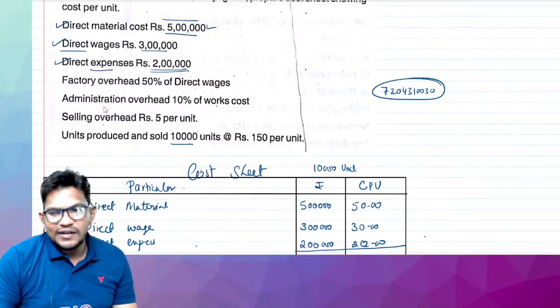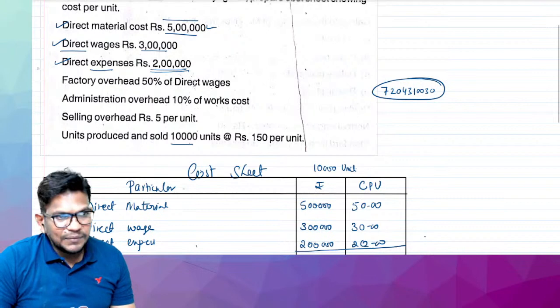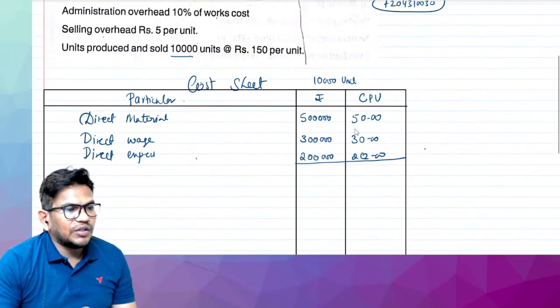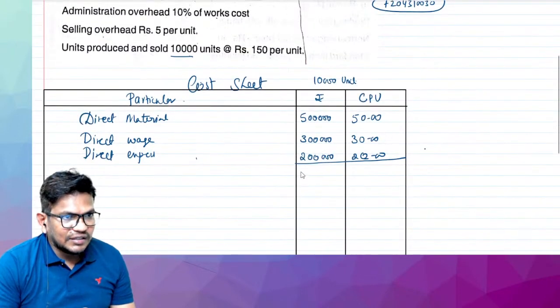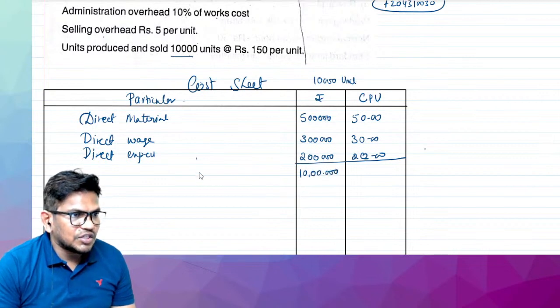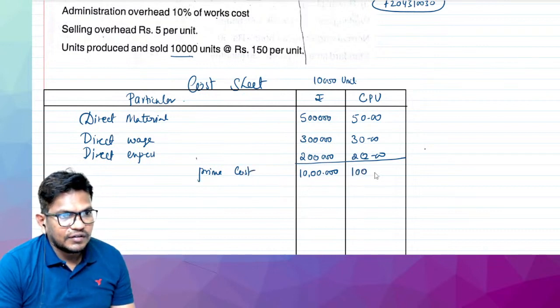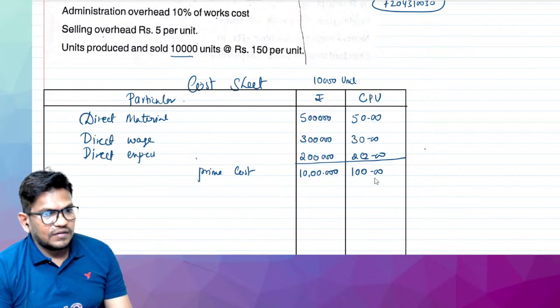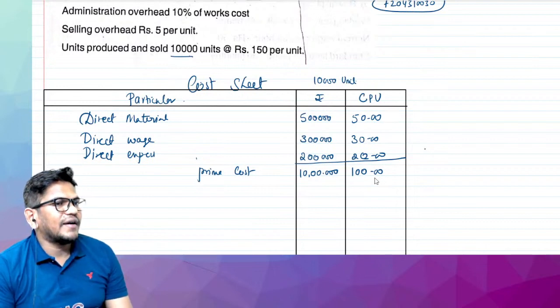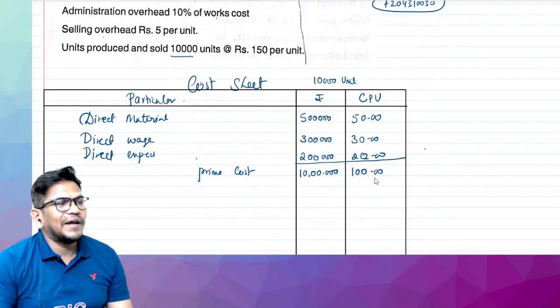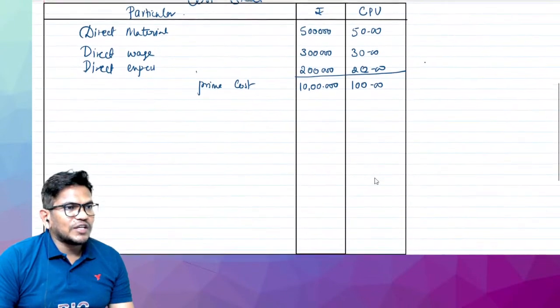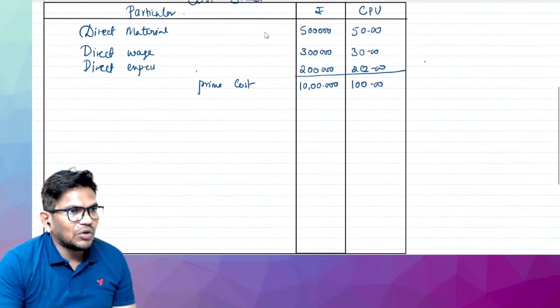Factory and all we'll take it later on. ಮುಂದೆ ಹೋಗ್ತಾ ಹೋಗ್ತಾ ತಗೊಳ್ಳೋಣ. How much is that? This comes to 10 lakh rupees. This is your prime cost. Okay, this is your 100. 100 is your prime cost per unit. Next is what, my dear student? Next क्या आएगा? बताओ जल्दी से. Tell me first.